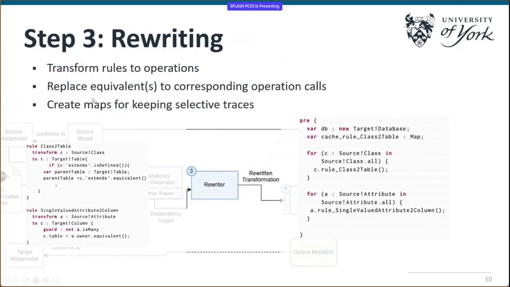Now, finally, in step 3, rewriting. What we do is we transform rules to operations. As I mentioned, the second contribution of the paper is to desugar the ETL transformation to the imperative program. And then the main reason why we are transforming rules to operations is to replace equivalents with the corresponding operation calls, so the program doesn't have to do it at the execution time. And then we create maps for keeping selective traces.